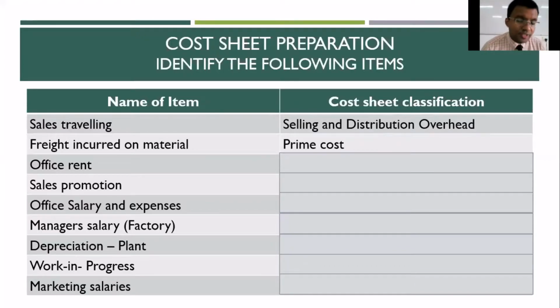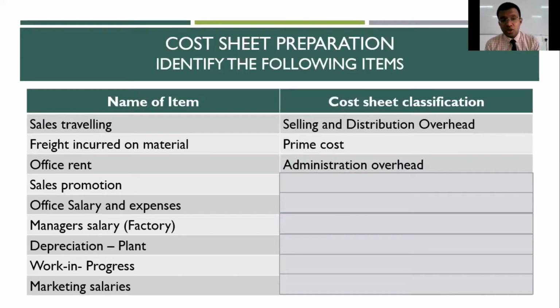Next one, office rent. Office rent is basically the rent that you pay for your premises. So the correct answer for this would be administration overhead.